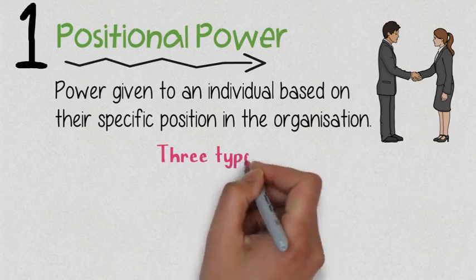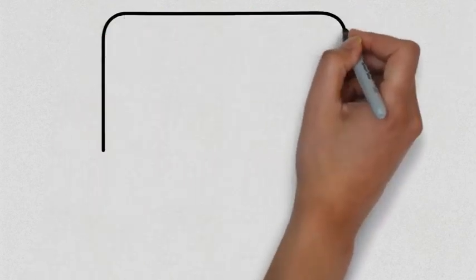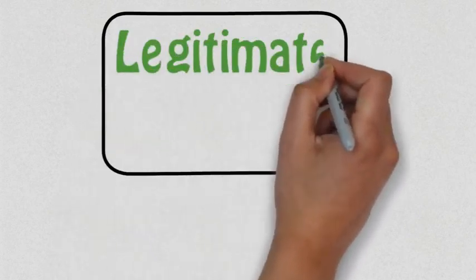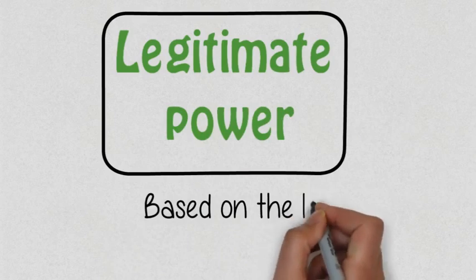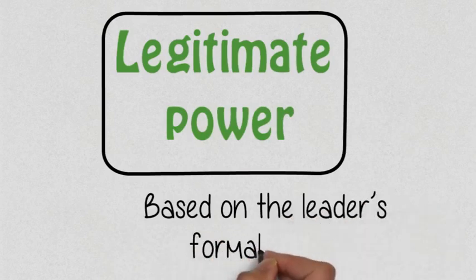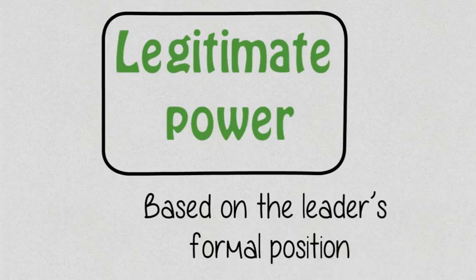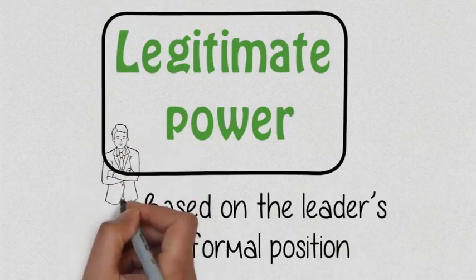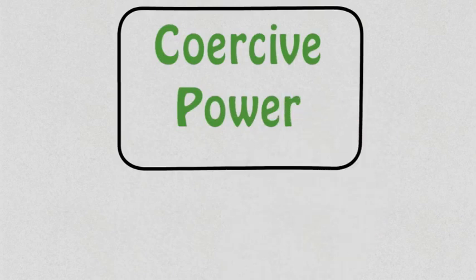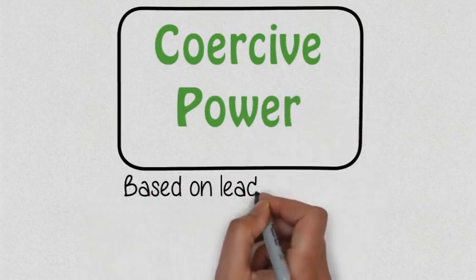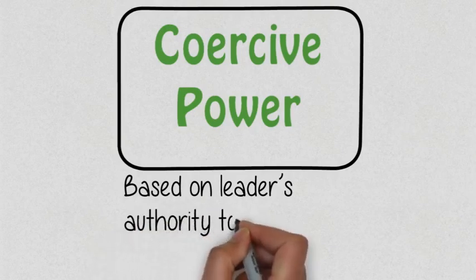There are 3 types of positional power that can exist. The first one is known as legitimate power. Legitimate power is based on the leader's formal position in the organization. The next positional power is known as coercive power. Coercive power is based on the leader's authority to punish or force followers to comply.